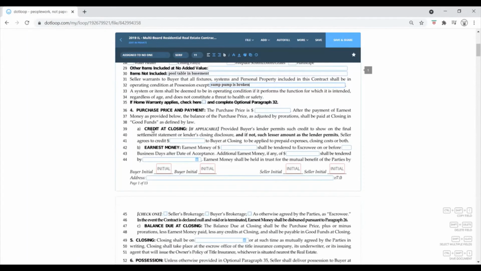If a home warranty applies, click here. Generally, what I like to do when I'm working with buyers is use the home warranty as a negotiation tactic. So I don't ask for it right off the bat.